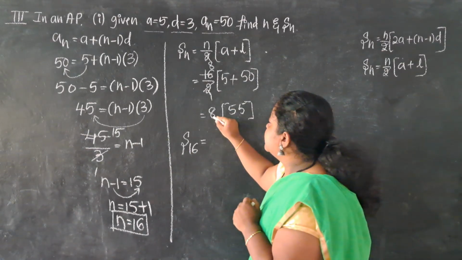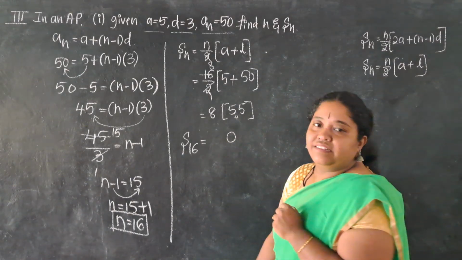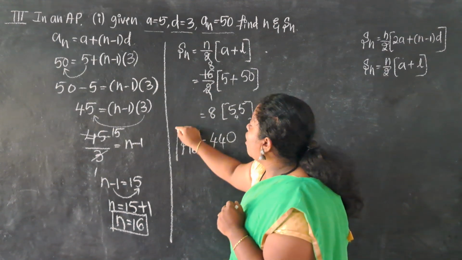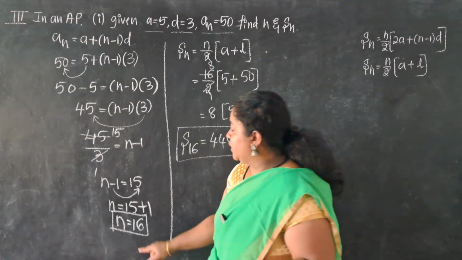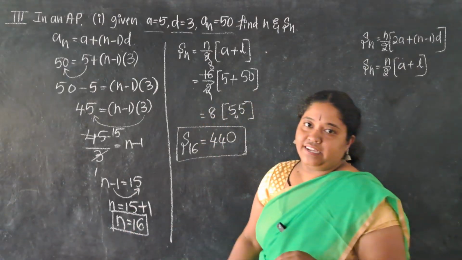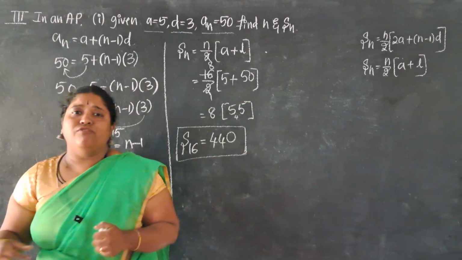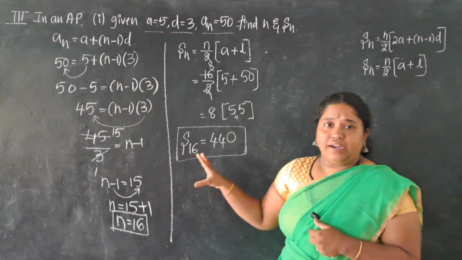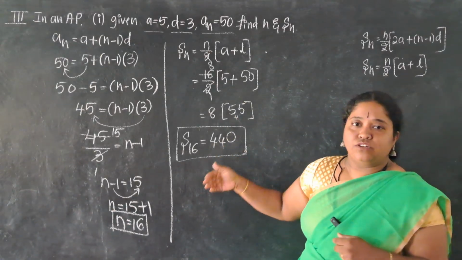Okay, S16 is equal to 8 fives are 40, 4 carry, 8 fives are 40 plus 4, 440. So the sum of the first 16 terms is equal to 440 and the n value is 16. What you people will do is, by taking different types of questions, try to solve this kind of problem, dear. Understanding? Fine. So copy it very properly in your notebook. Practice it 2 to 3 times.